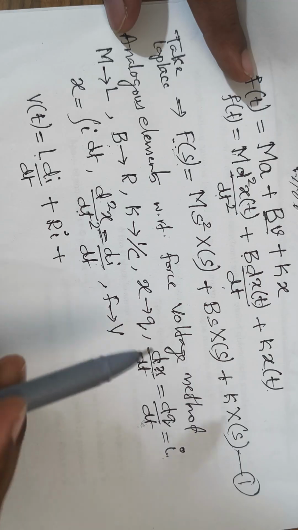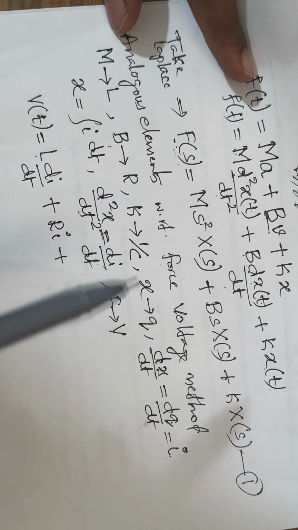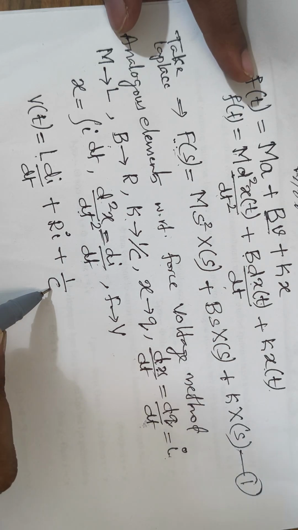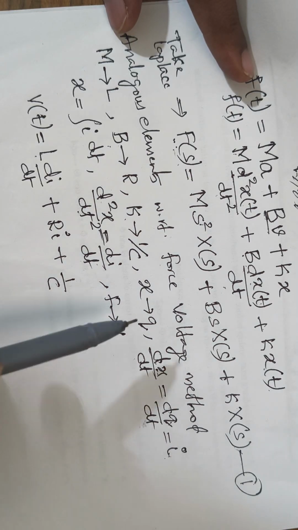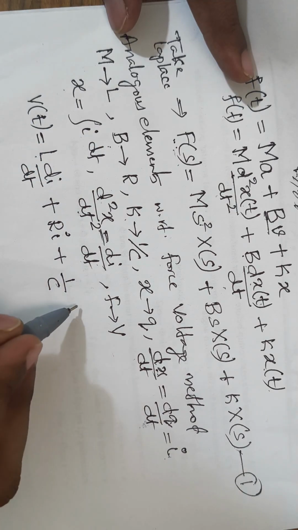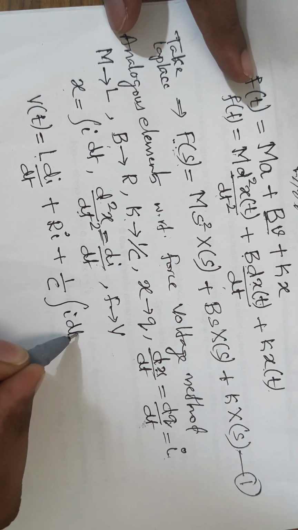So next here we have k. K is the reciprocal of the capacitor. And then you have x. X is the integration of I dt.